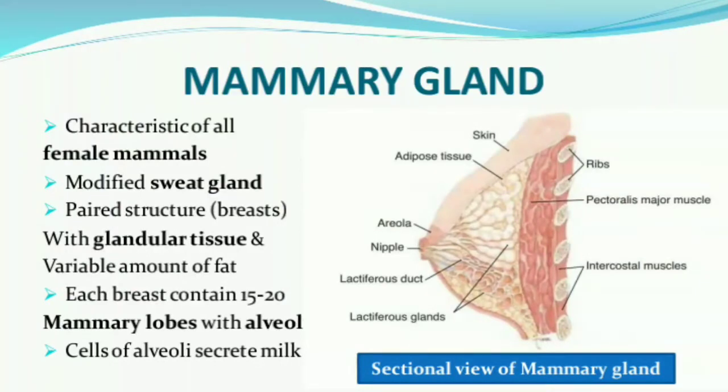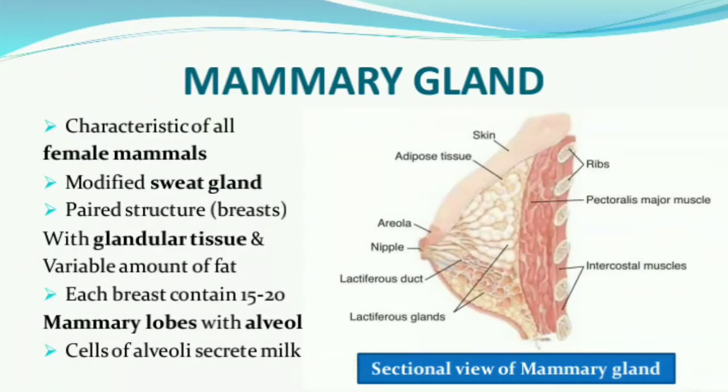Moving on to the next topic, that is mammary gland. Now, mammary glands are characteristic of all female mammals. The breasts are the paired structure that contain glandular tissue and variable amount of fat. The glandular tissue of each breast consists of 15 to 20 mammary lobes containing clusters of cells which are known as alveoli. The cells of alveoli secrete milk. The mammary lobes form mammary glands.